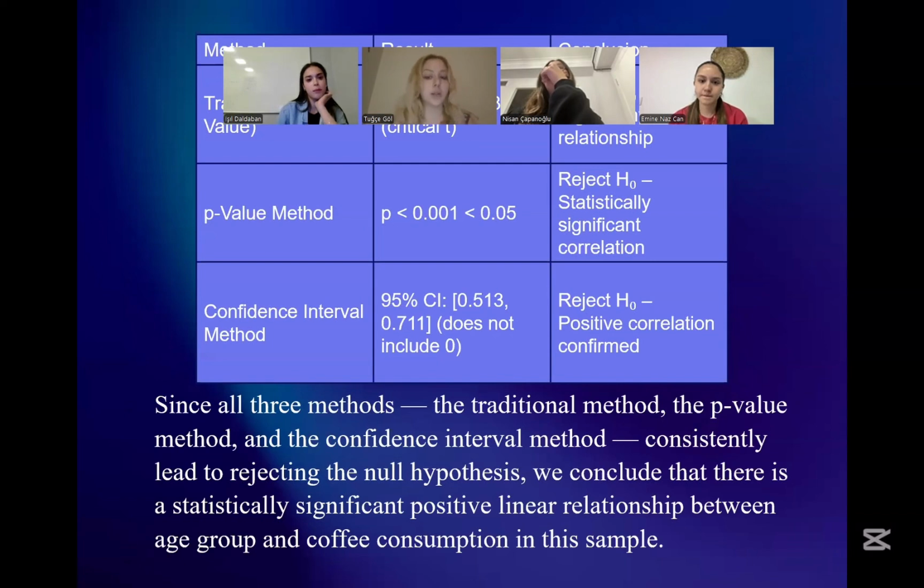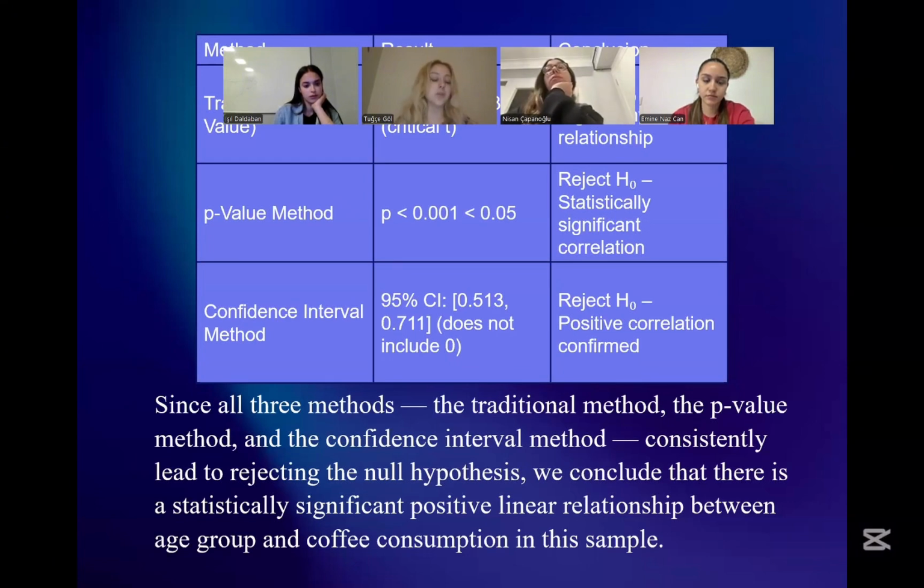Here we double-checked our correlation using 3 different methods. The first method, the traditional method, compares our results with a critical value, and it shows a significant relationship. The second, the p-value method, checks the p-value, which is very small, meaning that the result is statistically significant.